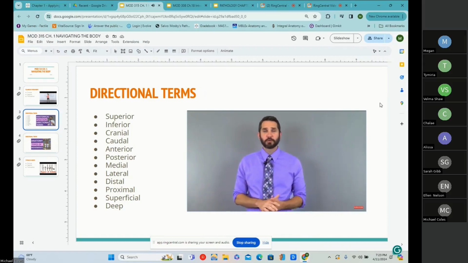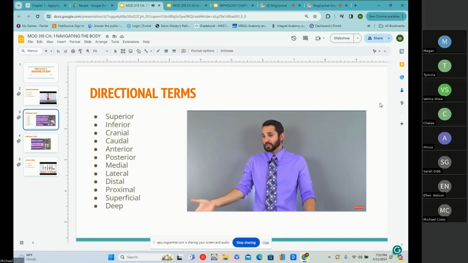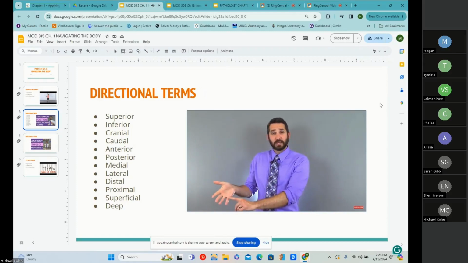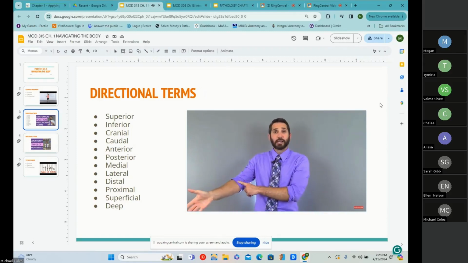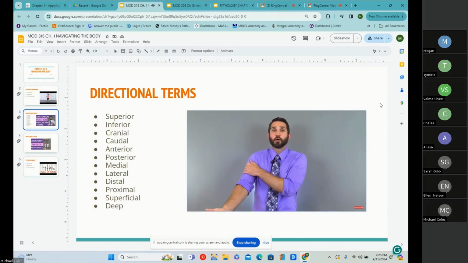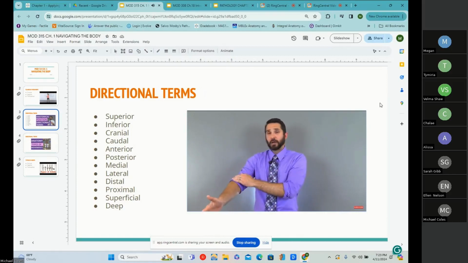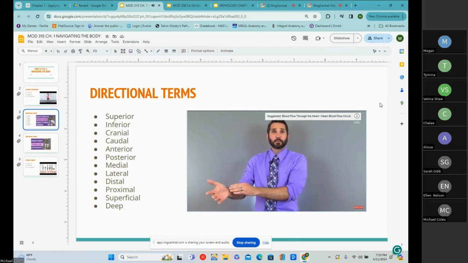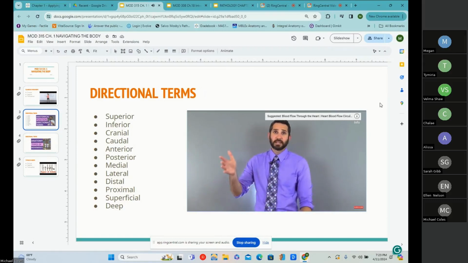So let's go over a few examples. In the anatomical position, my phalanges or fingers would be distal to the carpals. The carpals would be distal to my elbow. My elbow would be distal to my upper arm. Or you could say it the other way. You could say my upper arm is proximal or closest to this attachment point compared to my elbow. Or my elbow is proximal to my wrist. Or my wrist is proximal to my phalanges or fingers.